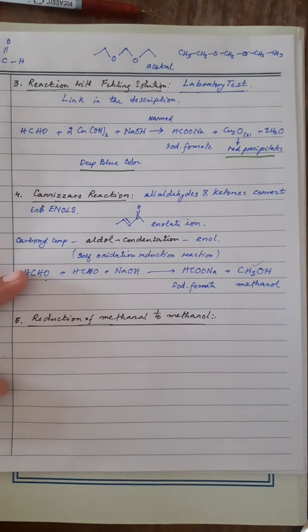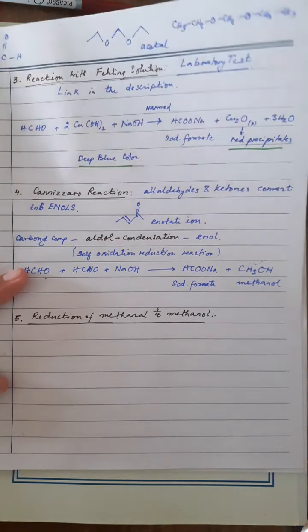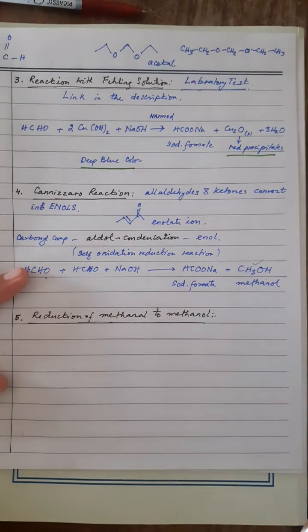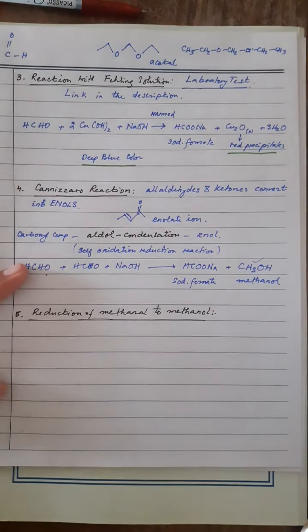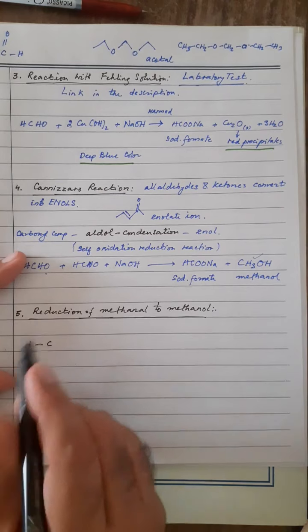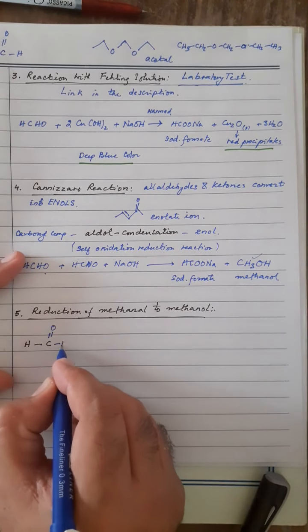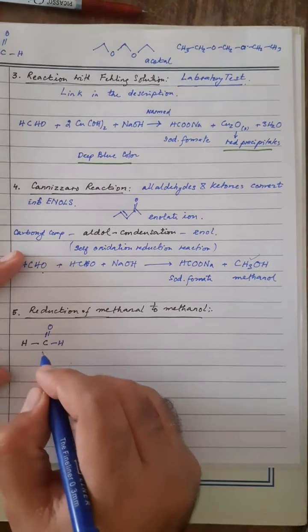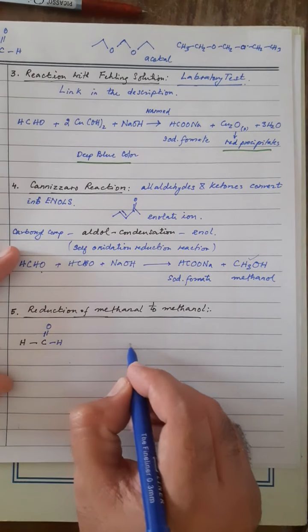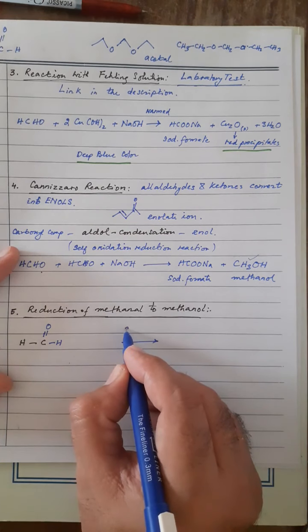Alcohols are oxidized to aldehydes. But what about if you want to reverse the reaction? We have to reduce it, add hydrogen. This is formaldehyde. You can take any aldehyde and mix it in ethyl alcohol.